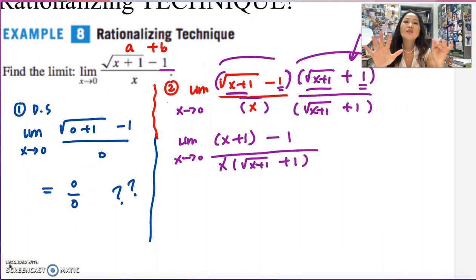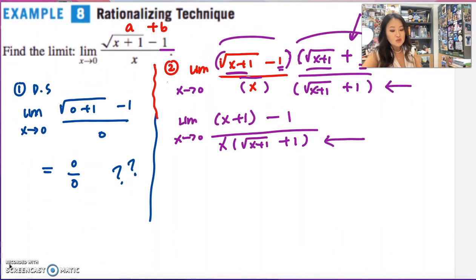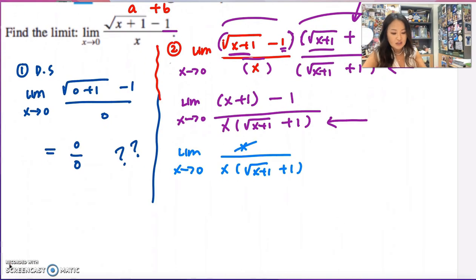Now you'll see that usually on the numerator or the top part, when you're multiplying all this ugliness out, maybe you shouldn't multiply it out. That's a little trick that you'll figure out on your own. You'll become savvy enough later, okay? So now I see that I can simplify a little bit further. Limit as x goes to 0, and this becomes x over x times the square root of x plus 1, plus 1. You see that, okay?